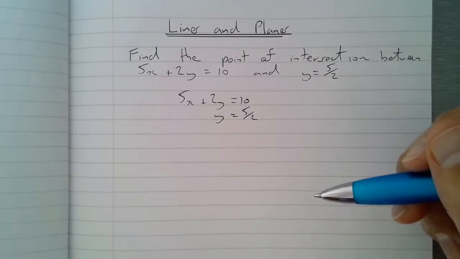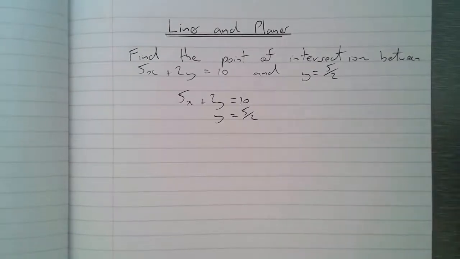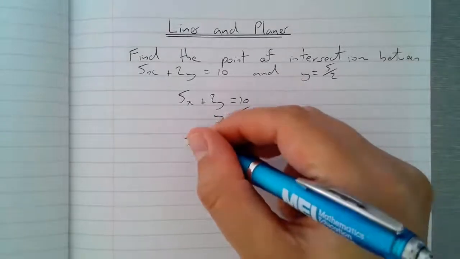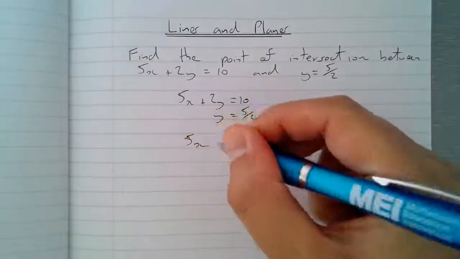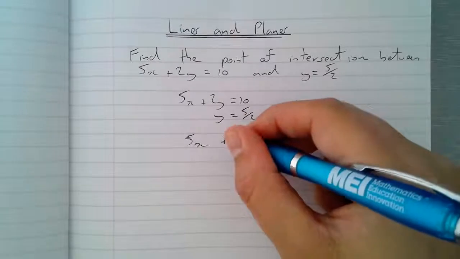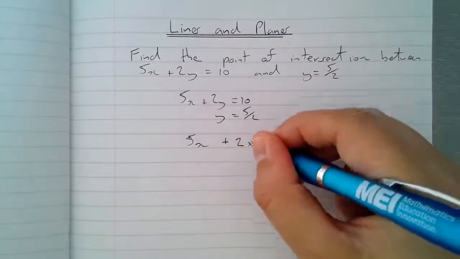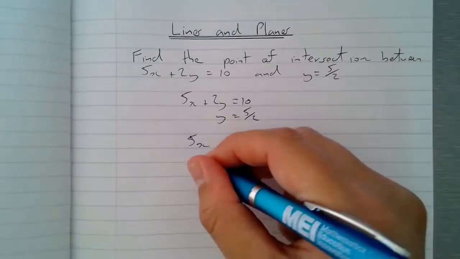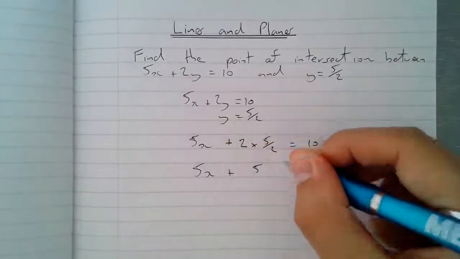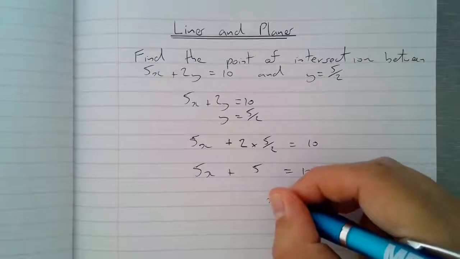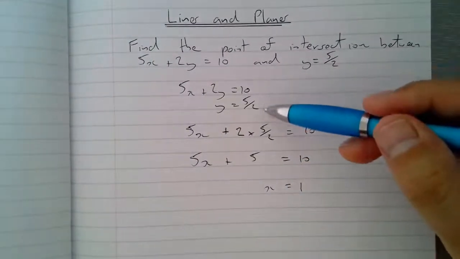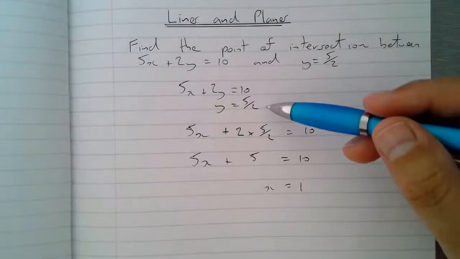Substitution always works. So what I could do is substitute the second thing into the first one to find the value of x. So that would give me, by substitution, 5x plus 2 times 5 over 2 equals 10. That gets rid of the y, and so 5x plus 5 equals 10, and so x equals 1. So to find a point of intersection of two lines, I can do it by elimination, or I can do it by substitution.